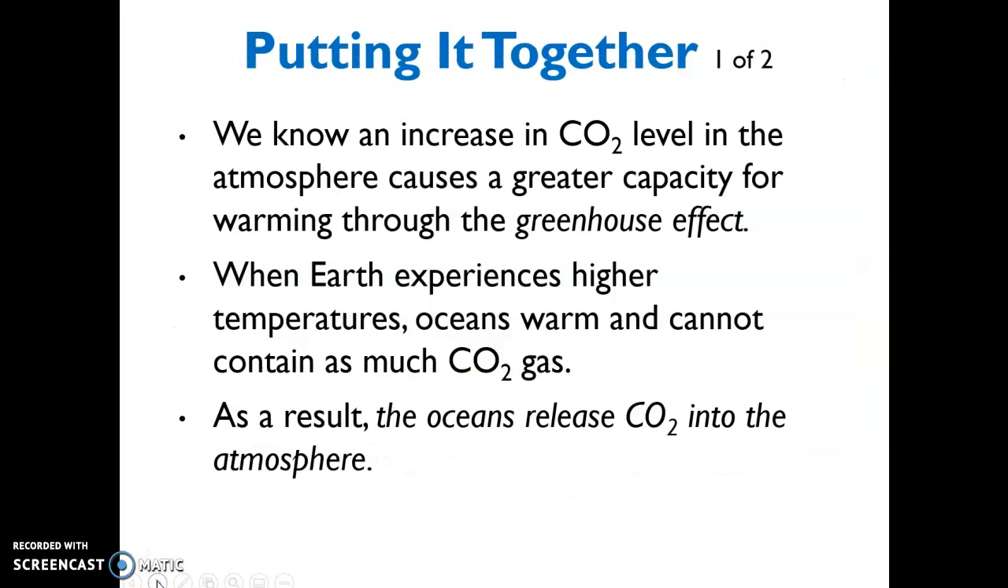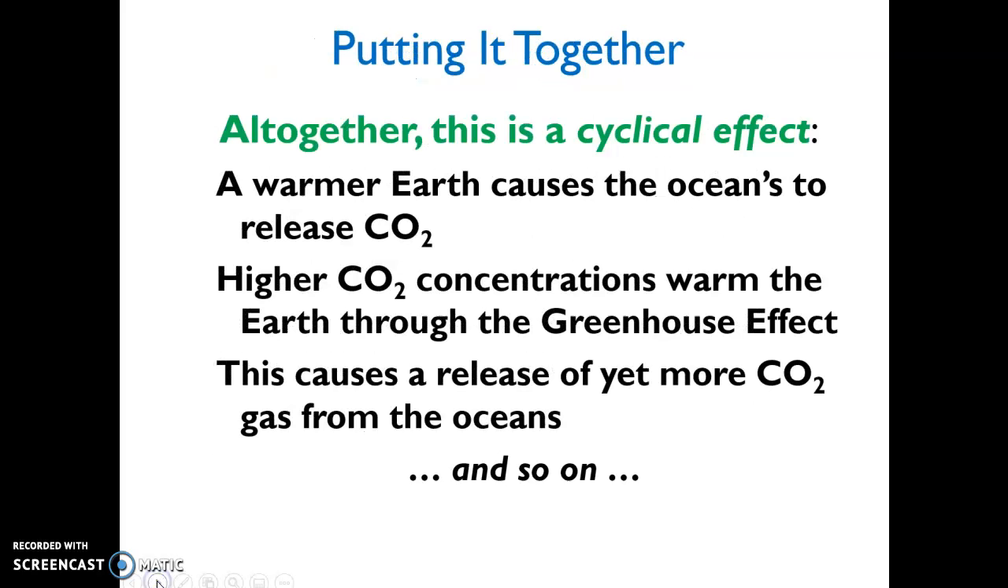So putting it all together. We know an increase in CO2 level in the atmosphere causes a greater capacity for warming through the greenhouse effect. We know that when Earth experiences higher temperatures, the ocean warms and it cannot contain as much CO2 gas. As a result, the oceans release the CO2, which increases the amount in the atmosphere. So altogether, it's a cyclical effect. A warmer Earth causes the oceans to then release even more CO2, and the more CO2 causes the Earth to become even warmer. And so we get the following effect.